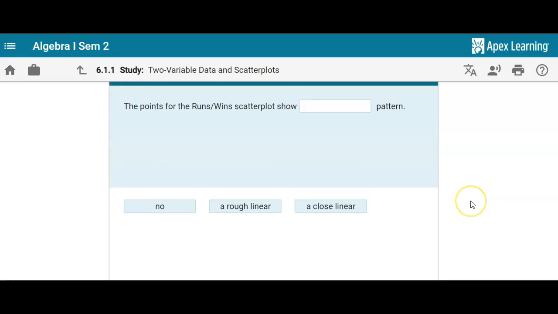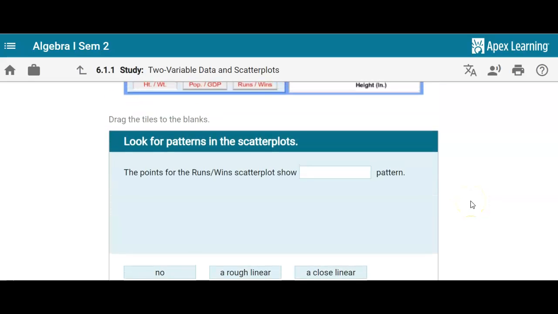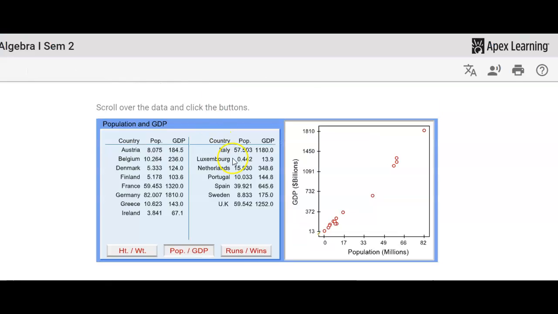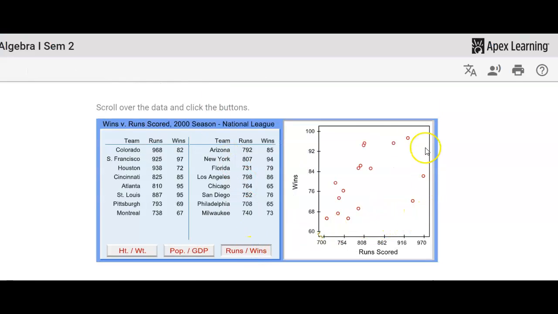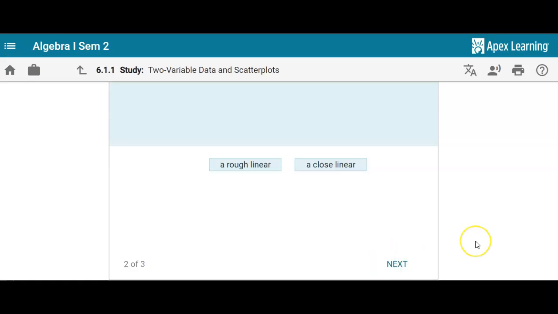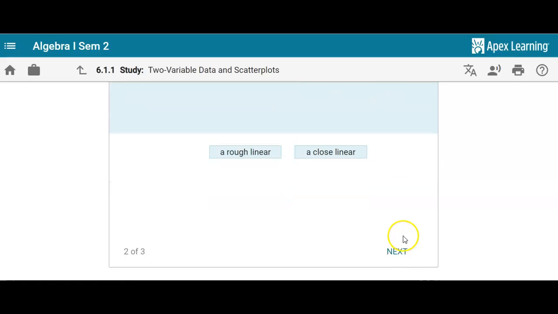Now the next one. The points for runs wins scatter plot show, is it no pattern, a rough linear pattern, or a close linear pattern? Well, if I go to the runs wins, is there any pattern here? Can I take any graph and come close to every point? And the answer to that is no. So right now there is no pattern for that one. Okay.